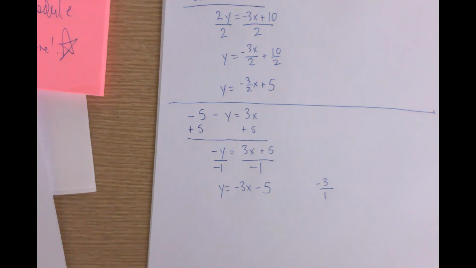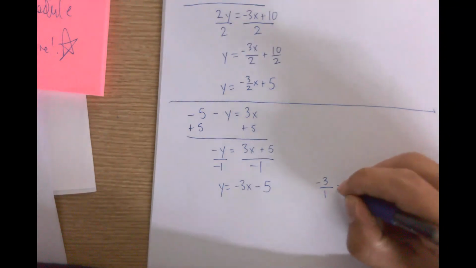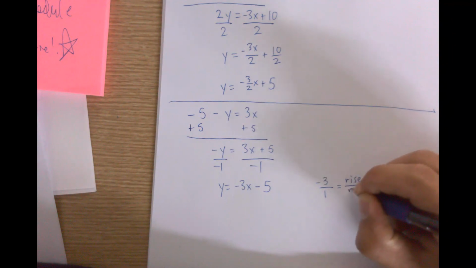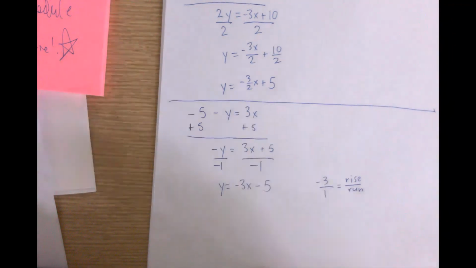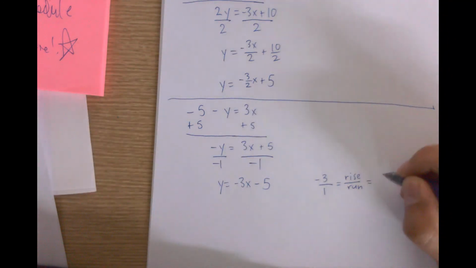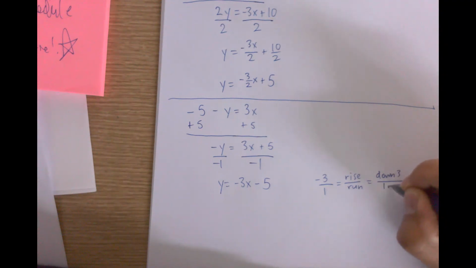The reason we don't normally write this is because that information is not really useful for us. So it's just easier to write negative 3, right? But in this case, it is very useful for us because we know that it is rise over run. So for this slope where it's negative 3, this would be down 3, and it would be 1 to the right.